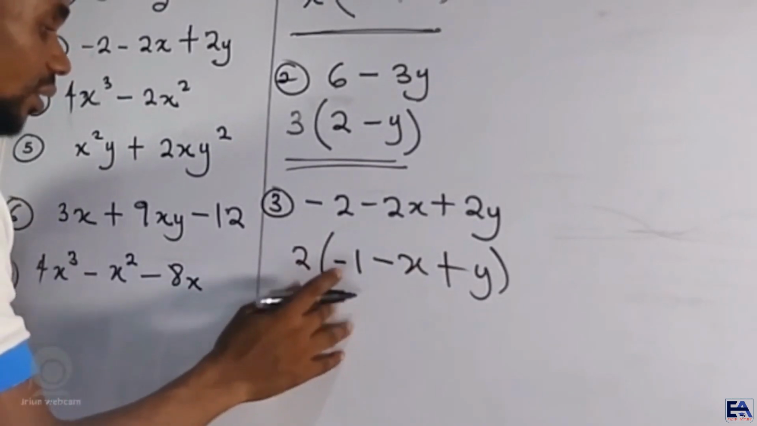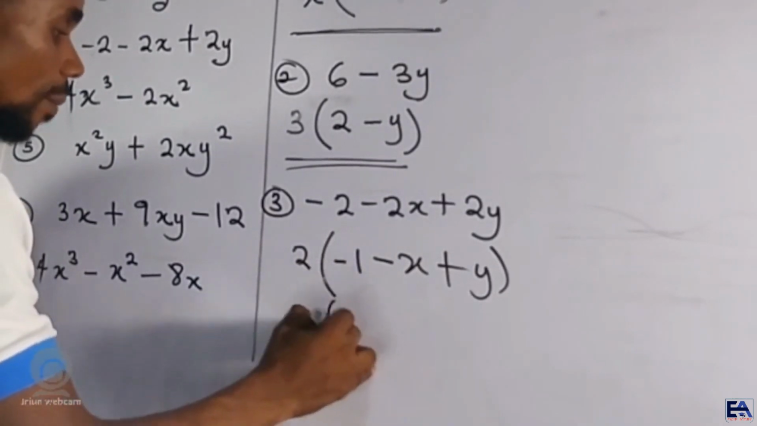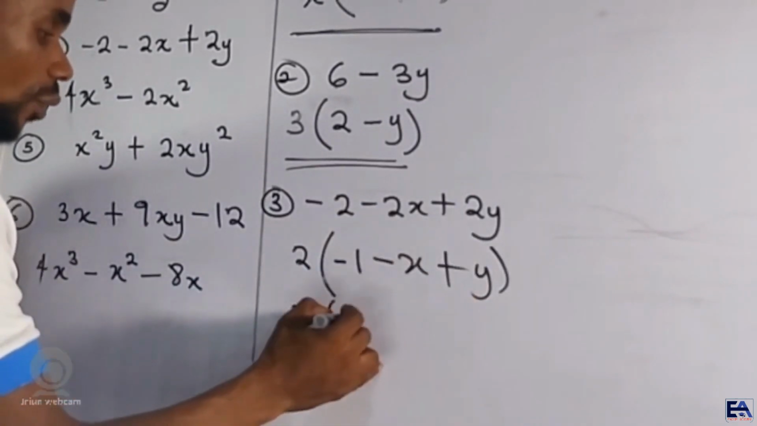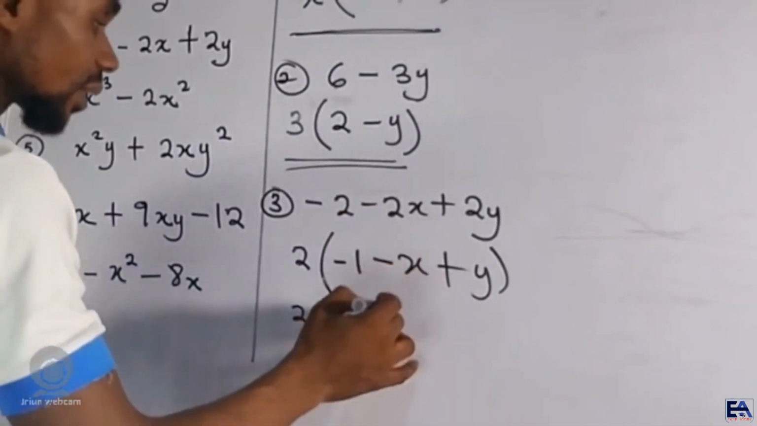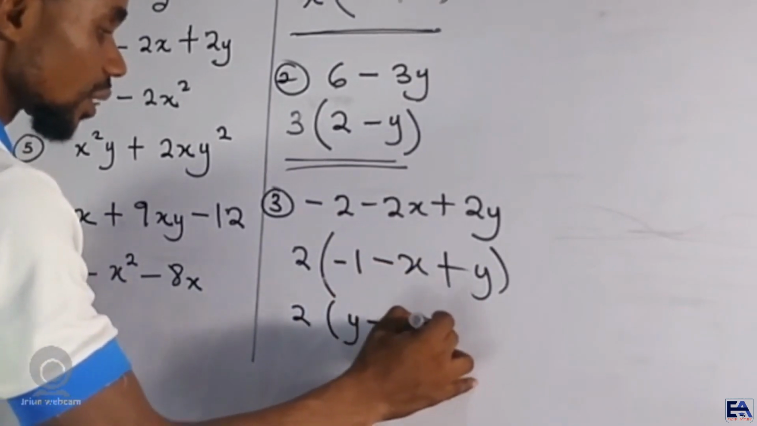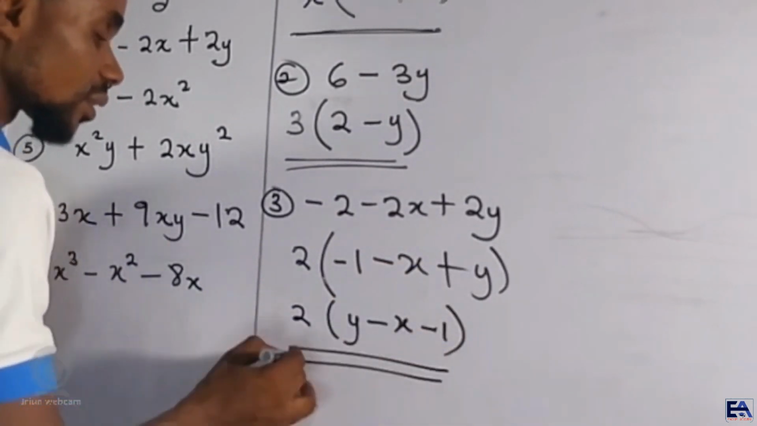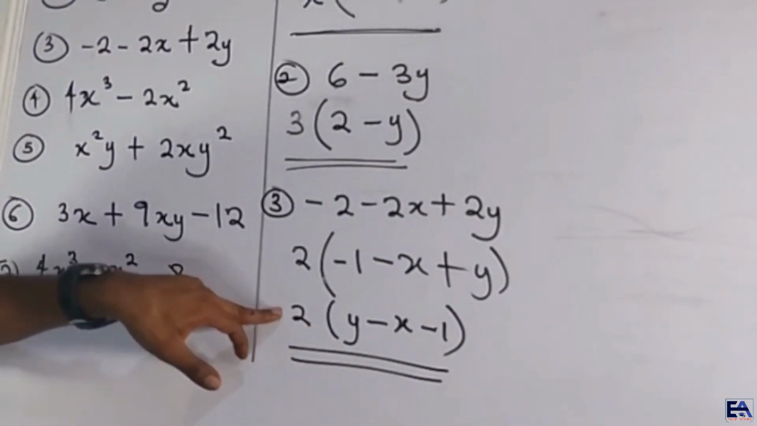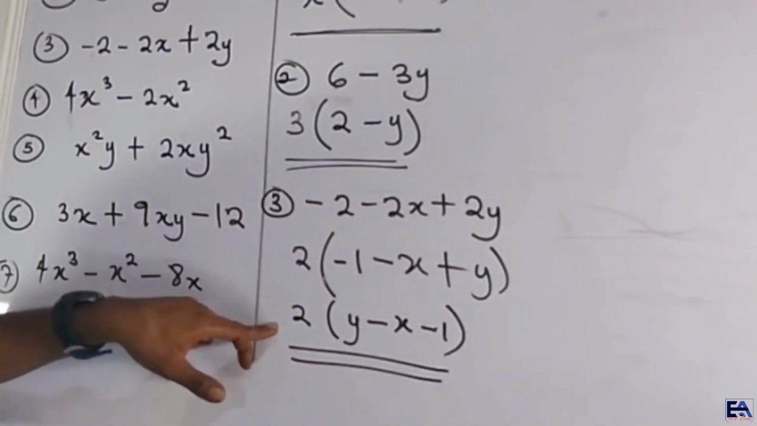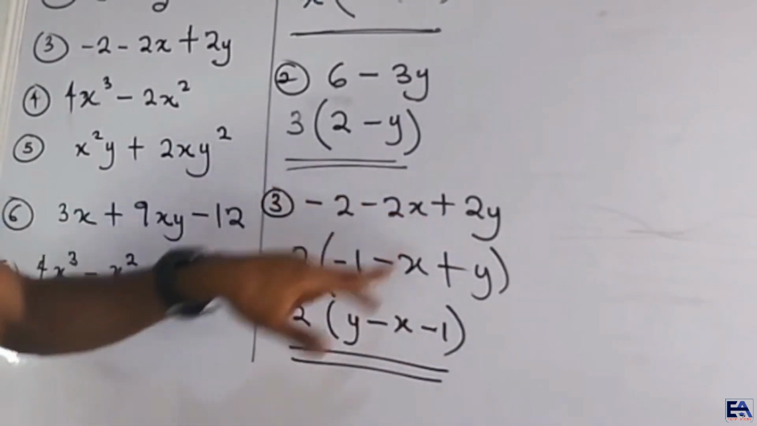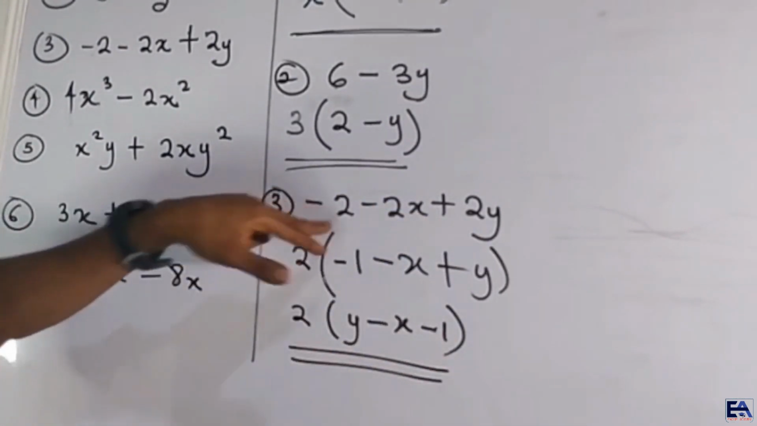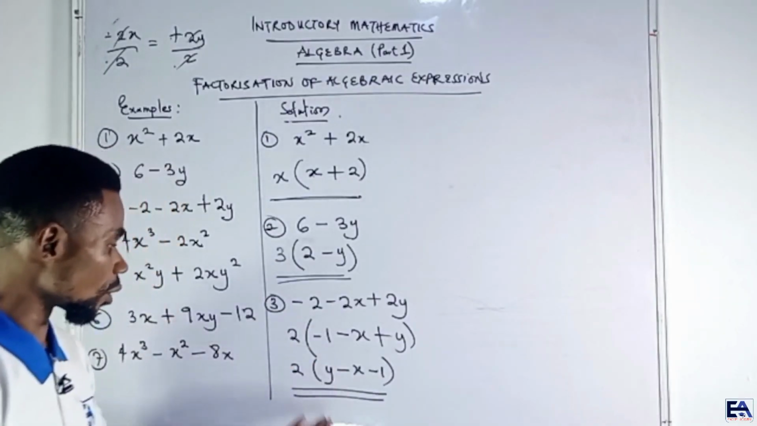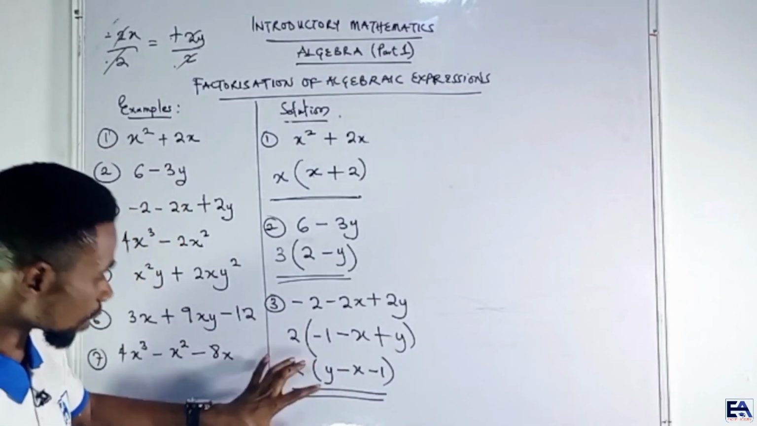You can say 2, open the bracket, you put the positive one, y, and then you can say y minus x minus 1. This is permitted. It's correct. So if you expand it, 2 times y will give you 2y. 2 times minus x will give you minus 2x. 2 times minus 1 will give you minus 2. Okay? So you are still doing the same thing. You are still on track, but it is ideal to write it this way.